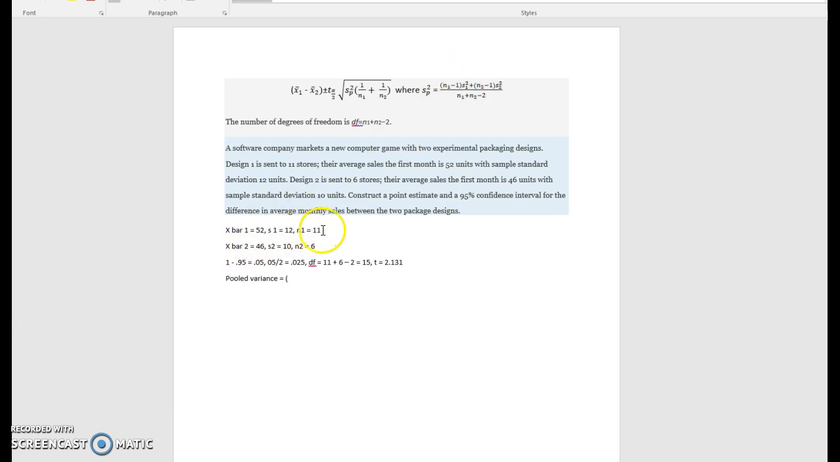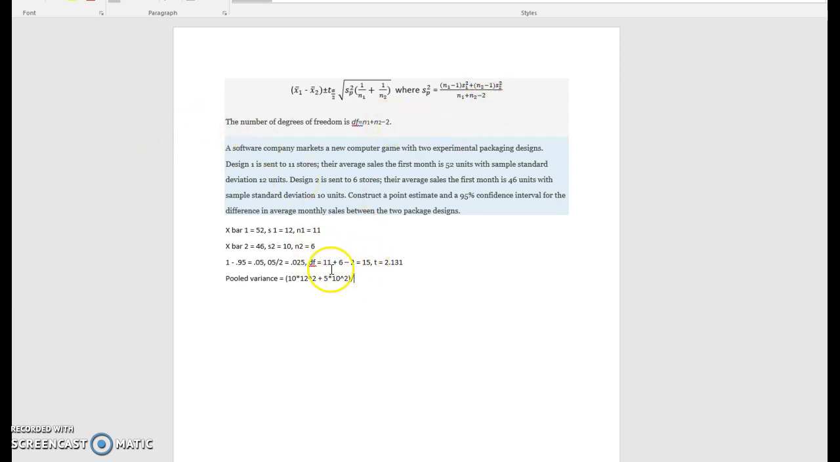Alright, so on the top of the fraction, we're going to have N1 minus 1. Well, N1 was 11. 11 minus 1 will be a 10 right there. Times the first standard deviation squared, so 12 squared. And then we have N2 minus 1. Well, N2 was 6, and 6 minus 1 is really 5. Times our second standard deviation, 10 squared. And then we want to divide that by N1 plus N2 minus 2.